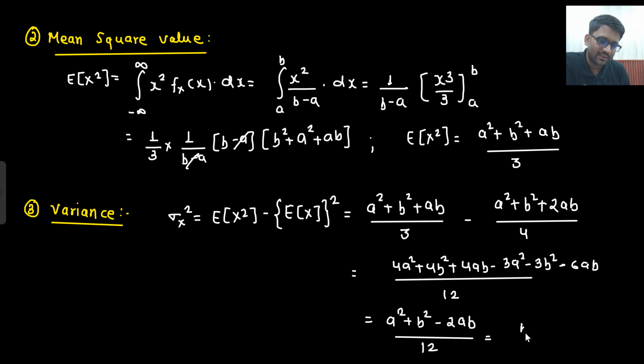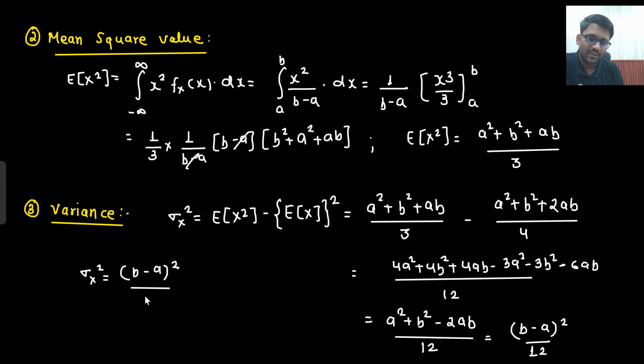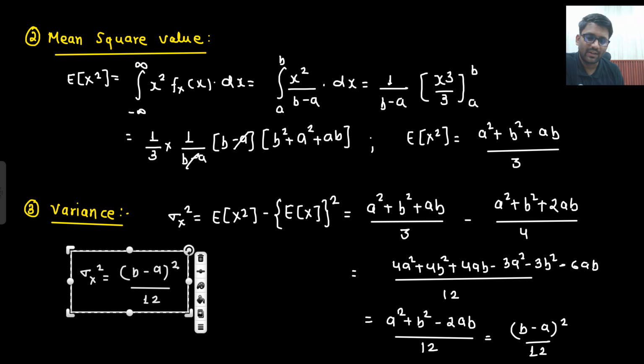So that can be written as (b minus a) whole square divided by 12. So what you are getting? Sigma x square is coming out to be (b minus a) whole square divided by 12. This should be remembered, okay? It should be there in your mind. So your variance is (b minus a) whole square divided by 12.